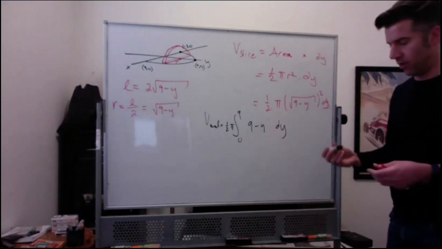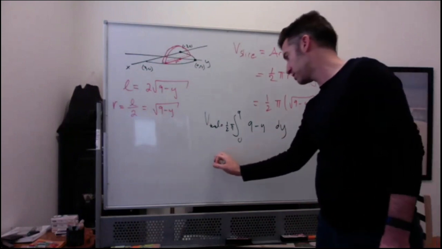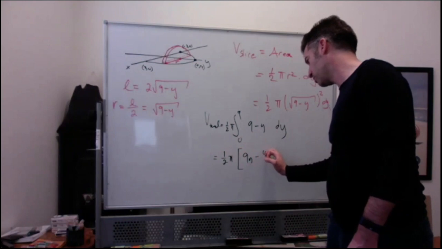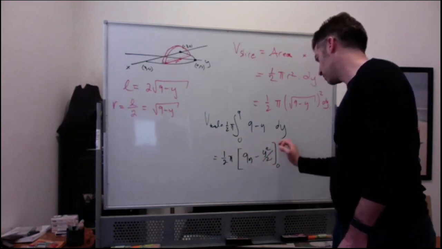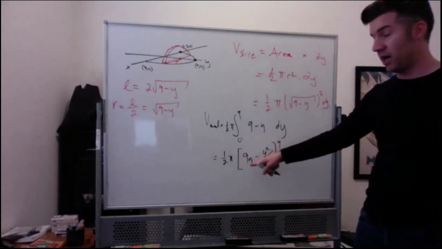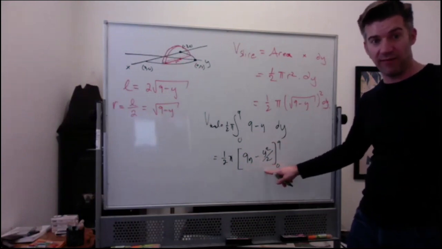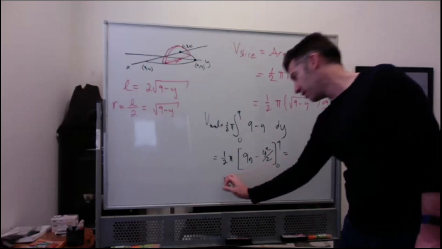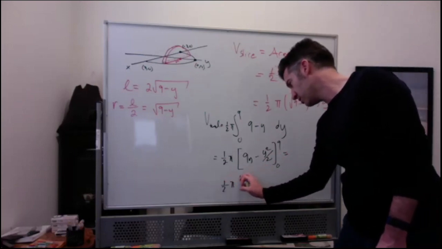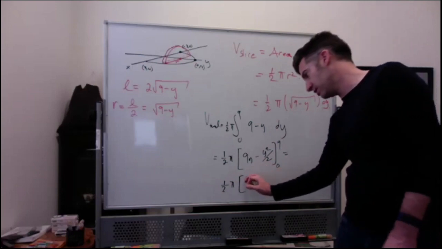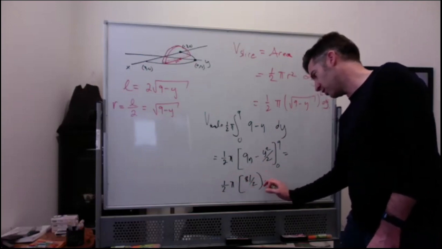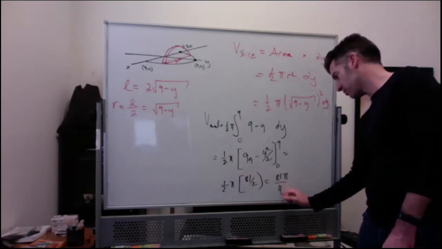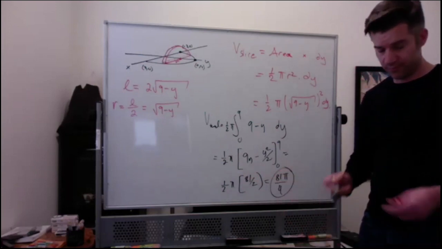Okay, now we are actually there. We integrate this. 1/2 pi times 9y minus y squared over 2 from 0 to 9. Again, when we plug in 9, we get 81 minus half of 81. When you plug in 0, you get 0 minus 0. So we end up with 1/2 pi times 81 minus half of 81, which is half of 81. So here I get 81 times pi over 4. That's my volume.